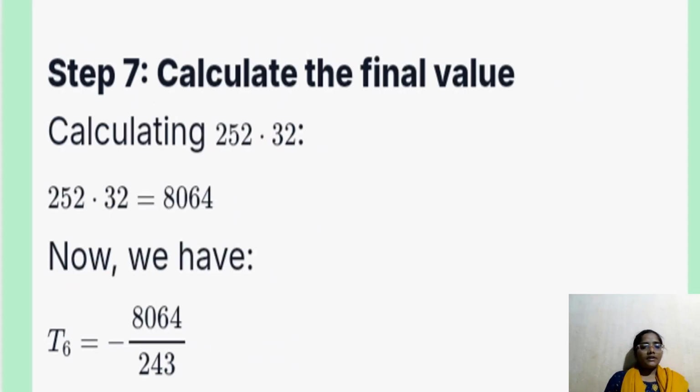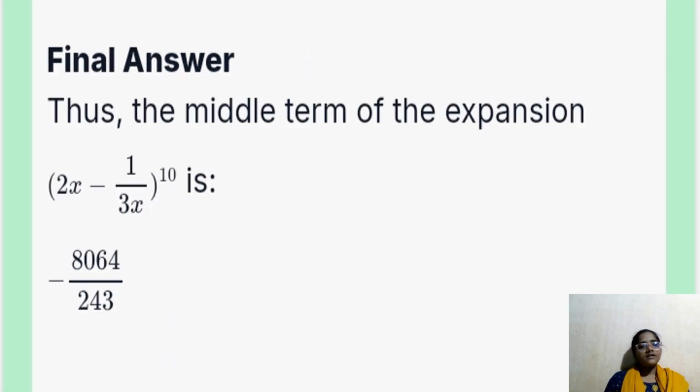Now we have step 7, which gives the calculation of the final value. Calculating 252 into 32 gives 8064. Now we substitute this value in T6, which equals minus 8064 by 243. The final answer is, thus, the middle term of the expansion of (2x minus 1 by 3x) whole to the power of 10 is minus 8064 divided by 243.